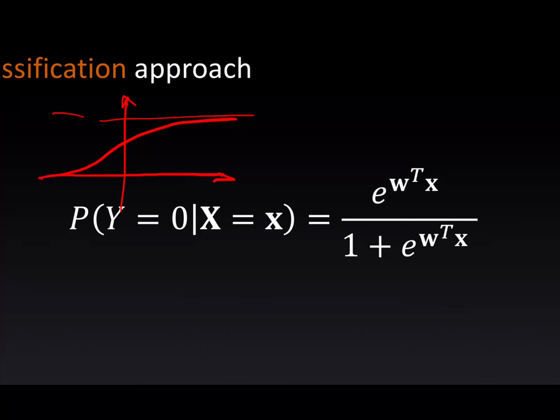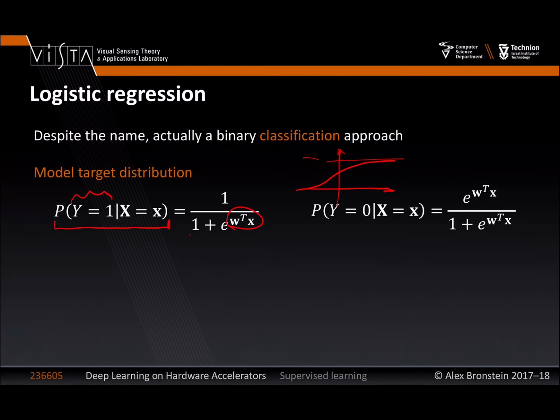And obviously, the counterpart for y equals 0 is 1 minus this expression. If I do the math, I will get this exponential in the numerator. So this will be my general form for the target distribution. I would like to estimate the target distribution, and I'm estimating it in this parametric form. So essentially, instead of estimating a probability measure, I'm estimating the set of parameters W.